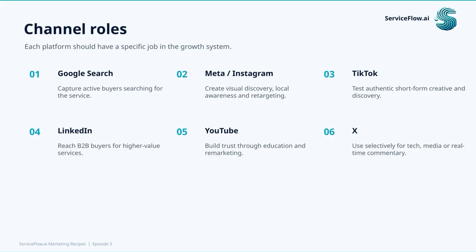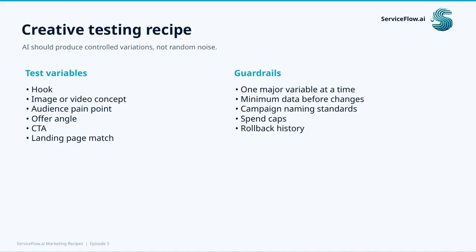Channel Roles. Each advertising channel has a different job. Google Search captures existing demand from people already looking for a solution. Meta and Instagram create visual discovery and retarget warm audiences. TikTok is strongest when the message feels native, useful, and authentic. LinkedIn is best for higher value B2B offers, webinars, and industry-specific campaigns. X is usually experimental but useful for real-time commentary and selected professional audiences.